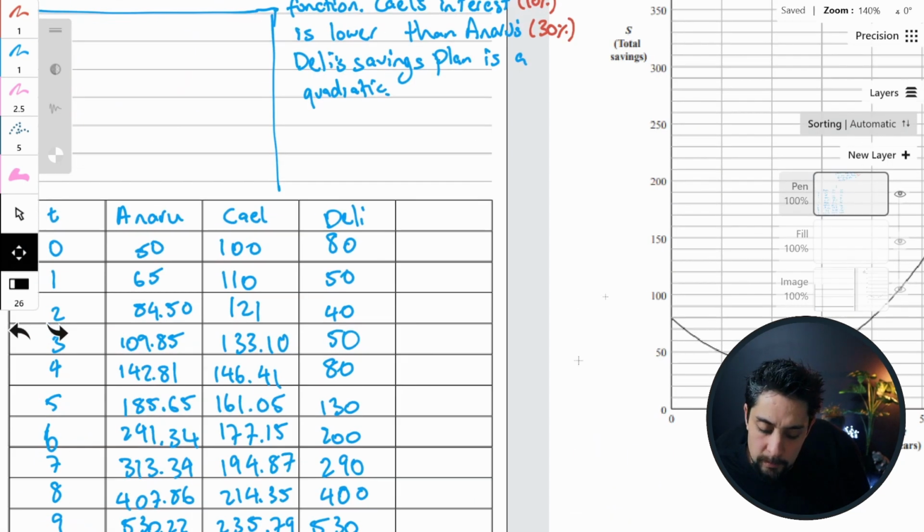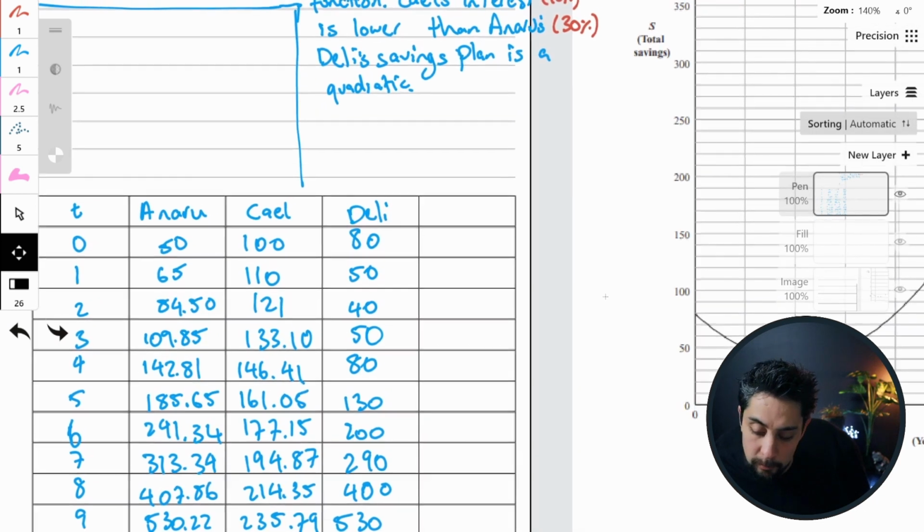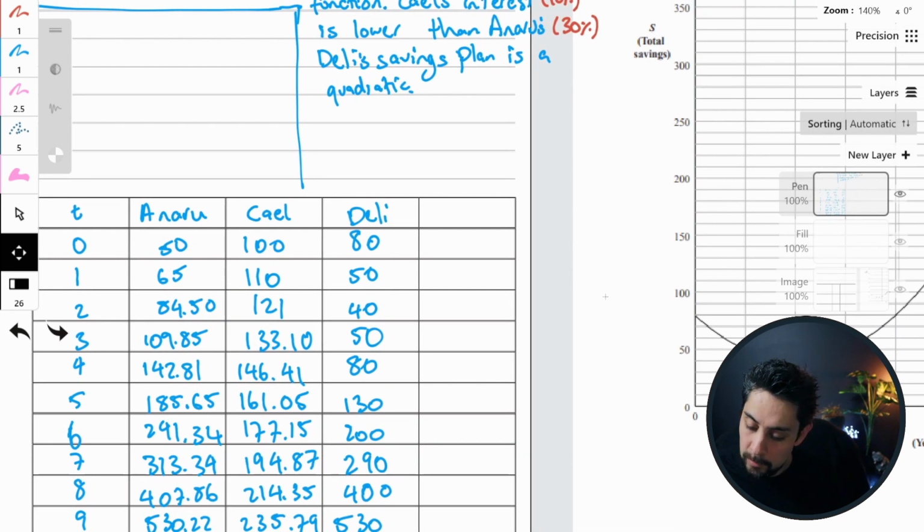So first off, let's look at time 0 for each of the participants. Now this line here was Delhi's line. So we start at 80, then we go down to 50, then 40, and then 50, and so on.